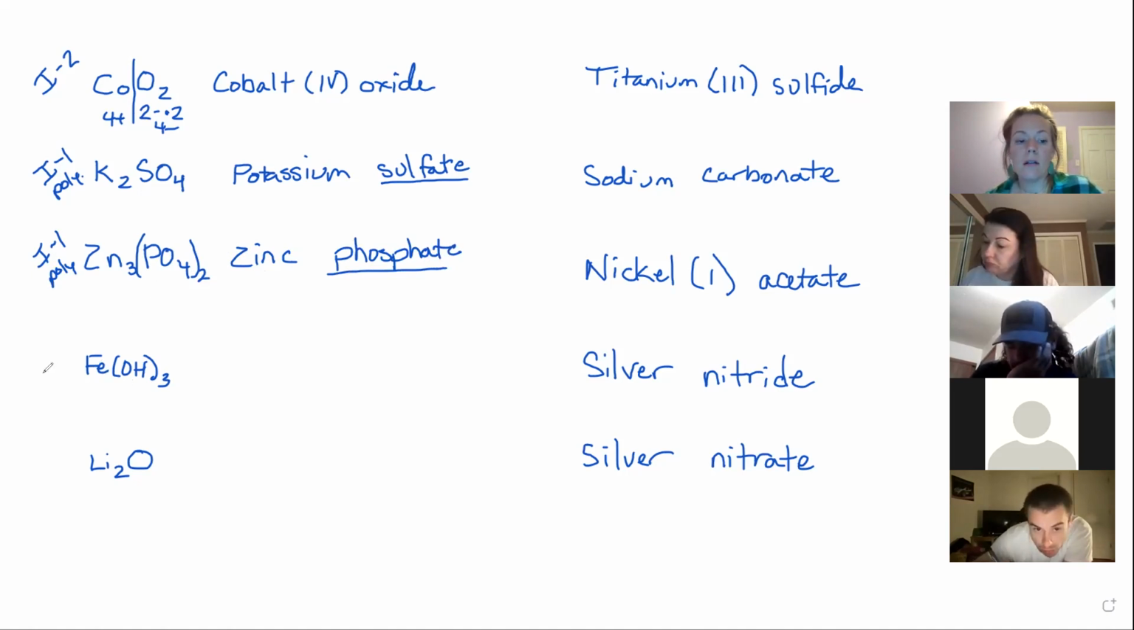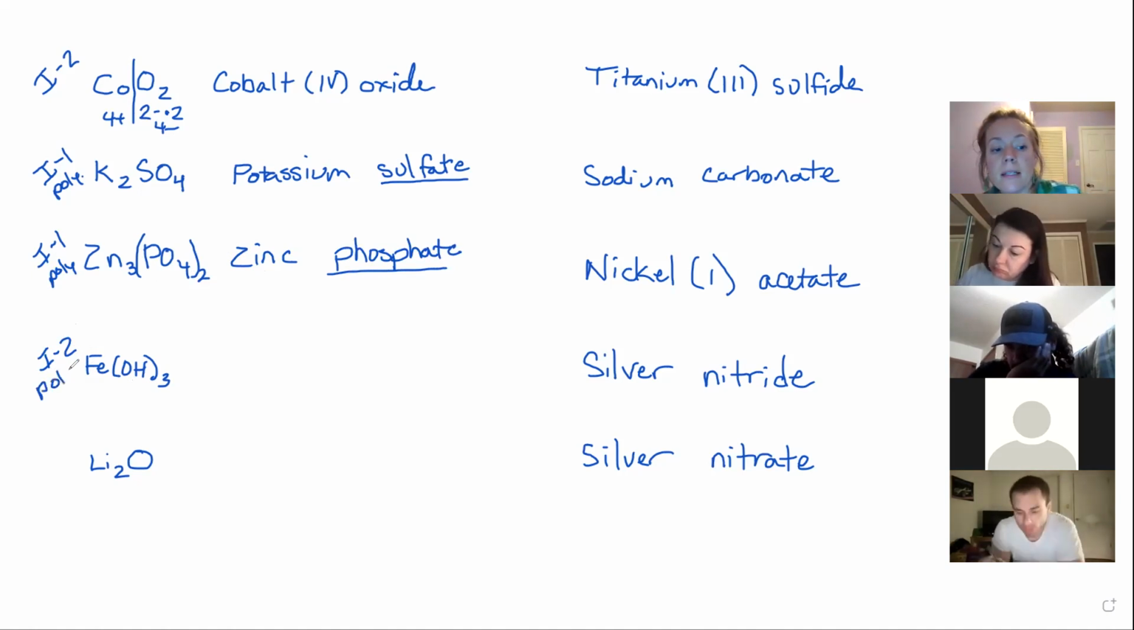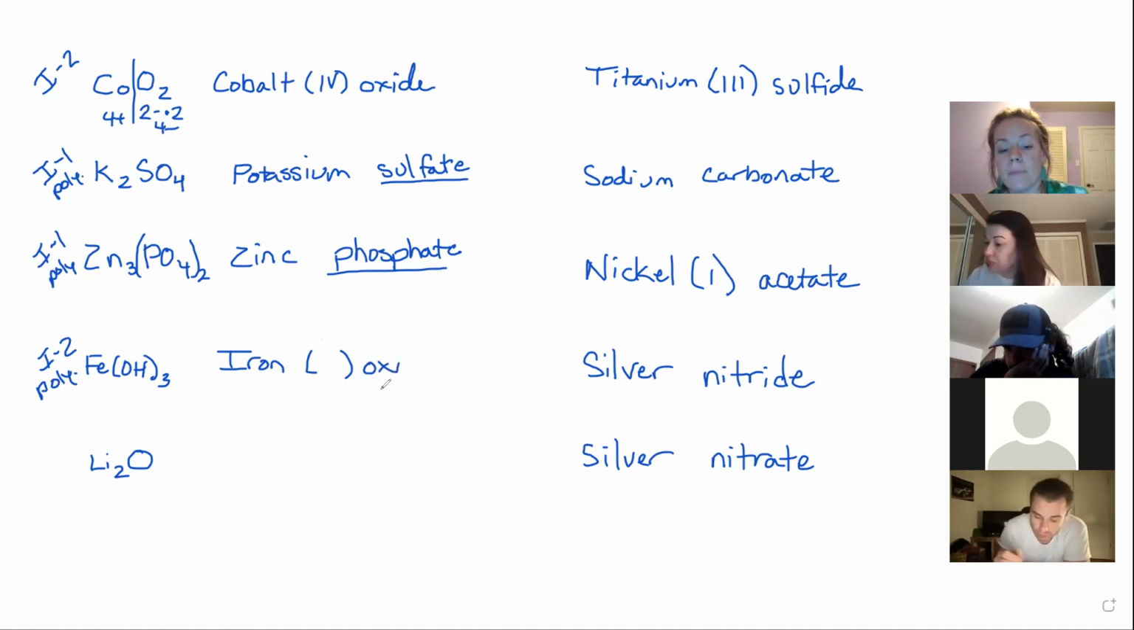This down here, this is ionic. It's type 2 because iron has an unpredictable charge. So I know I'll need a Roman numeral. And there's also a polyatomic in it, hydroxide. So I know that this is going to be iron with some sort of Roman numeral. And that polyatomic ion there is hydroxide.